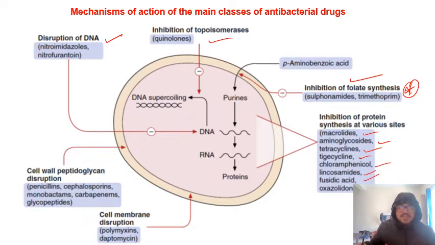So these all inhibit bacterial protein synthesis, and some may disrupt the cell membrane, like polymyxin and daptomycin. Next is cell wall peptidoglycan disruption, meaning cell wall inhibitors, like penicillin, cephalosporin, monobactam, carbapenem, and glycopeptide. So these are the different mechanisms through which antibacterial agents act on the bacteria.